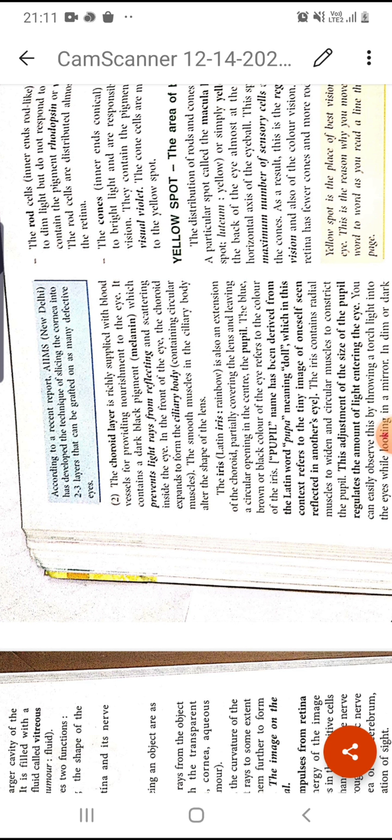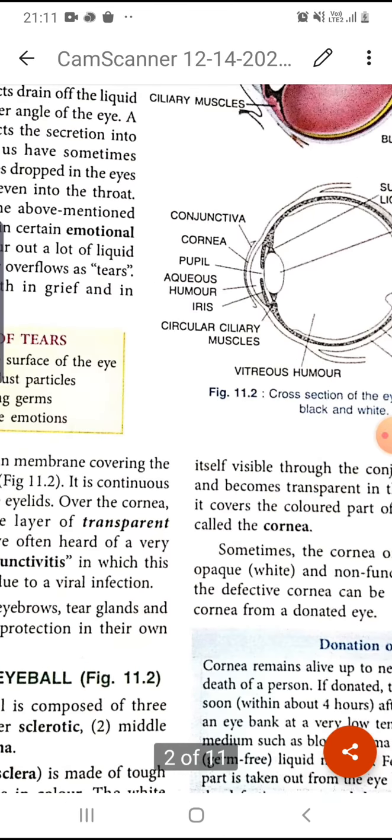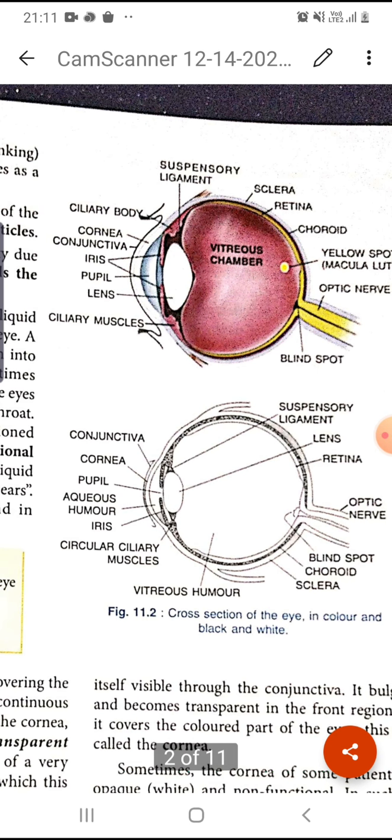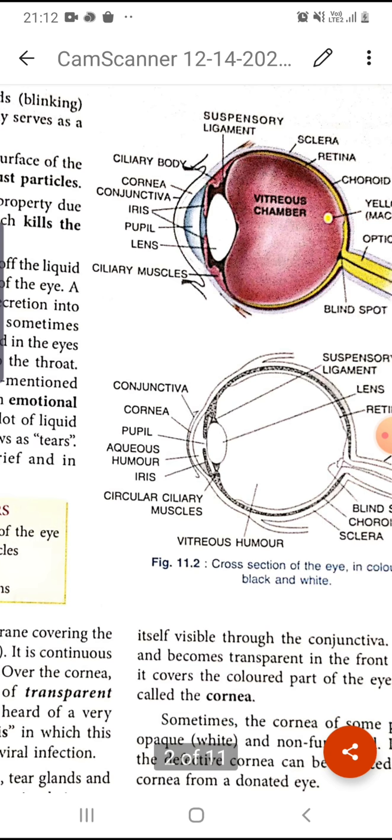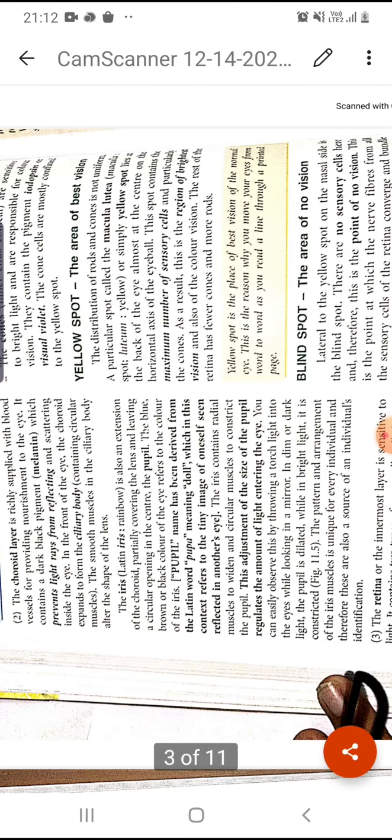color. Okay, now the choroid layer expands to form the circular muscles, the ciliary body. Okay, see here in this diagram, the choroid layer, the black layer in the front portion, is extended and forms the ciliary body, which is made of smooth muscles.